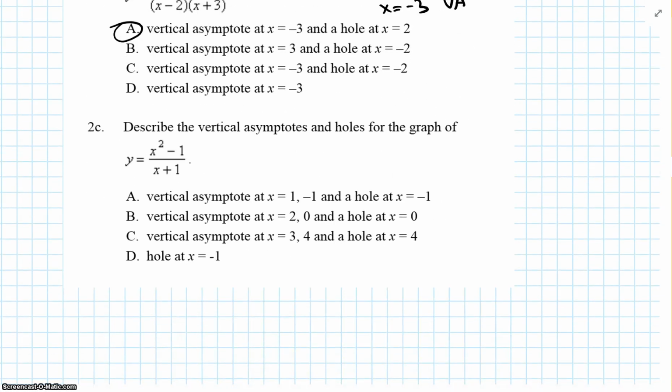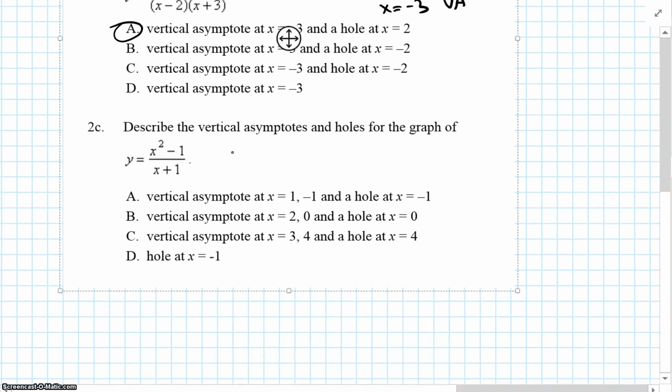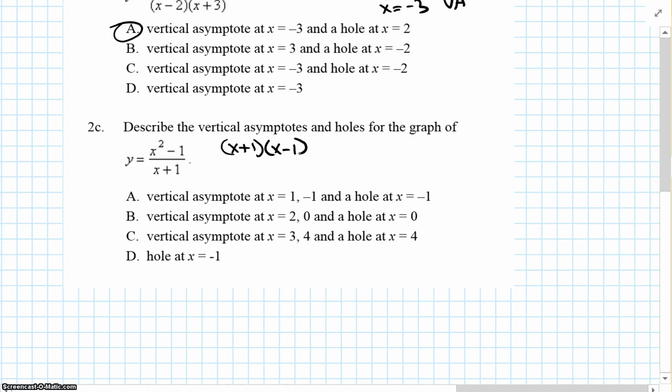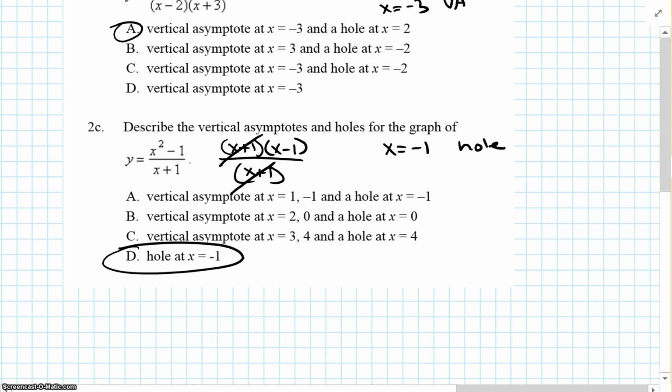All right, x squared minus 1 over x plus 1. Well, that factors to (x plus 1)(x minus 1), so it's over x plus 1. So I have a point of discontinuity at x equals negative 1. I can cancel that grouping out, so that becomes a hole. So I have a hole at x equals negative 1.